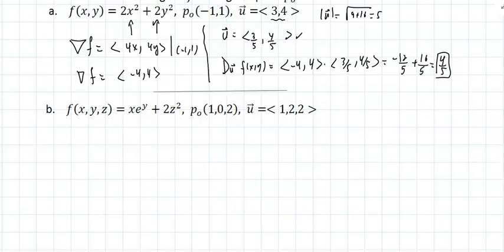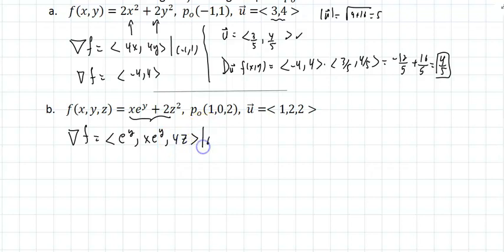We could apply this, of course, to higher dimensions. It doesn't matter. The gradient of f, in this case, is partial with respect to x, e to the y. Partial with respect to y, that would be x e to the y. And partial with respect to z, that would be 4z, evaluated at 1, 0, 2. The gradient of f would be e to the 0, 1, 1 times 1, and a 2 in there, that's an 8.